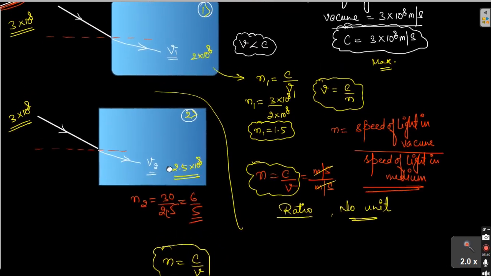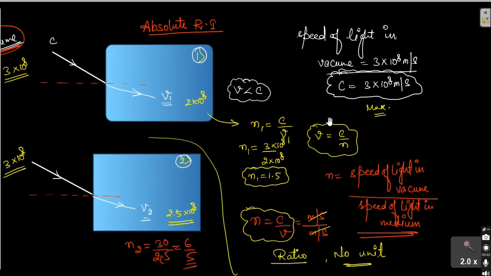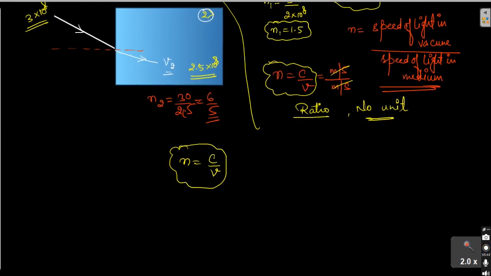As I have told you, the speed of light in vacuum is maximum. So if you think about it, we can say that the value of c will always be greater than v. So we can say that the value of n will always be greater than 1, because the numerator is always greater than the denominator.